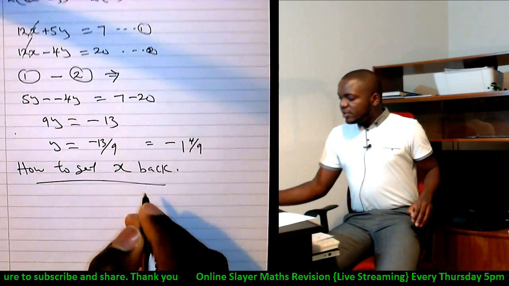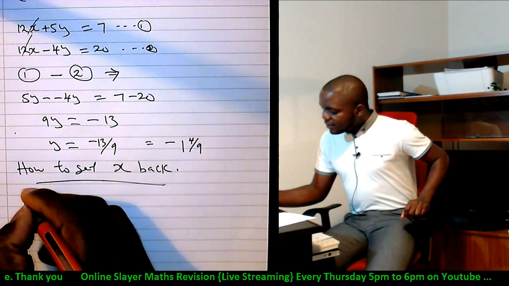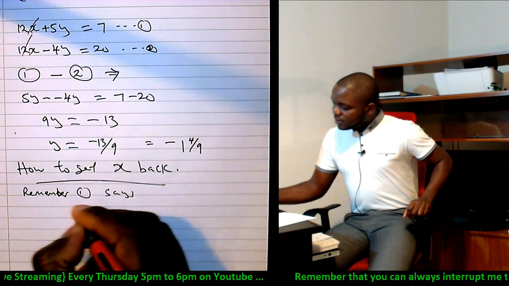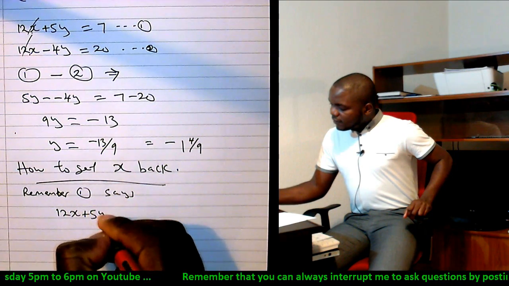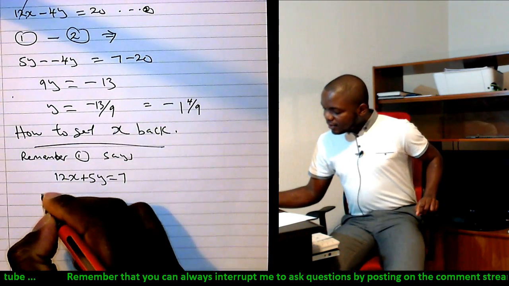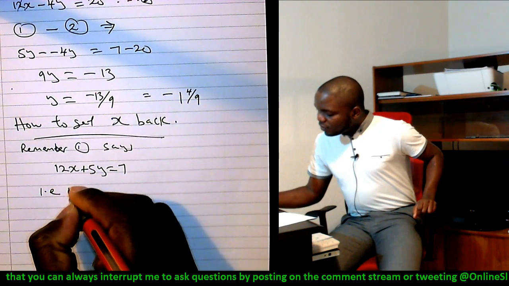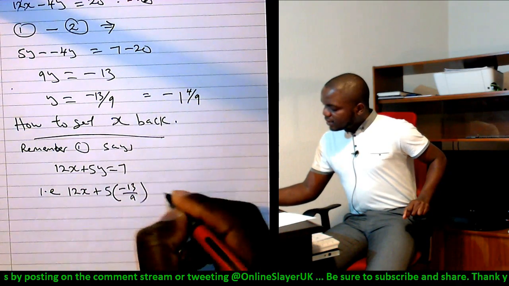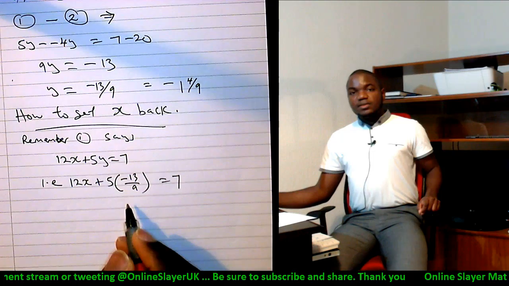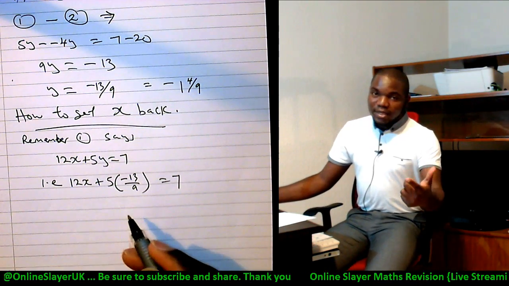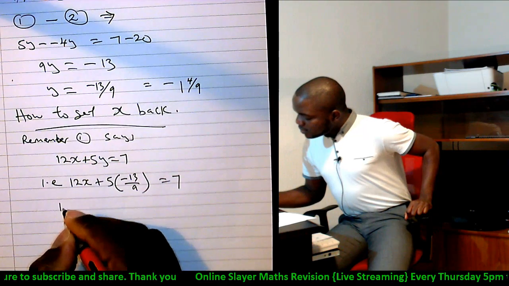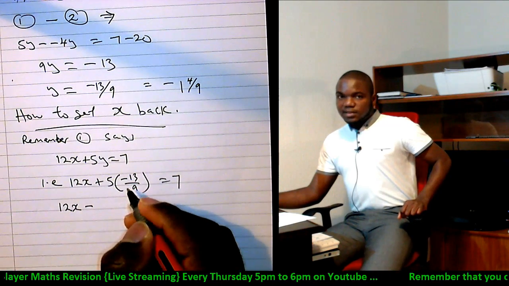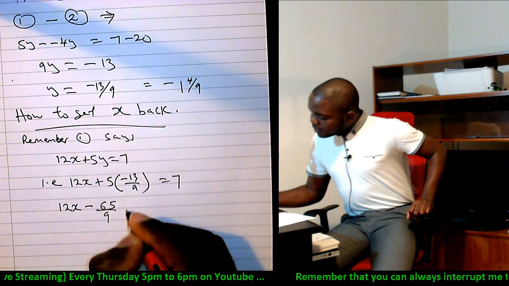Go back to your equation. We had equation 1 that looks like this. Remember, equation 1 says 12x plus 5y is equal to 7. That means that if you know what y is, which is minus 13 over 9, by substituting back into the equation for y, we can make x the subject of the formula. So it becomes 12x minus 13 times 5 is 65, isn't it? Over 9 is equal to 7.